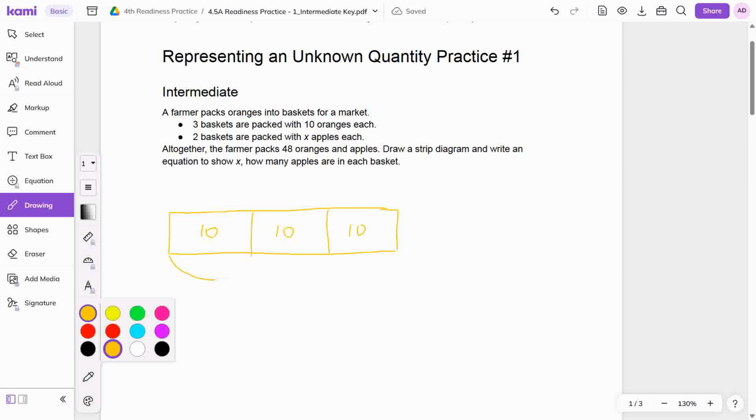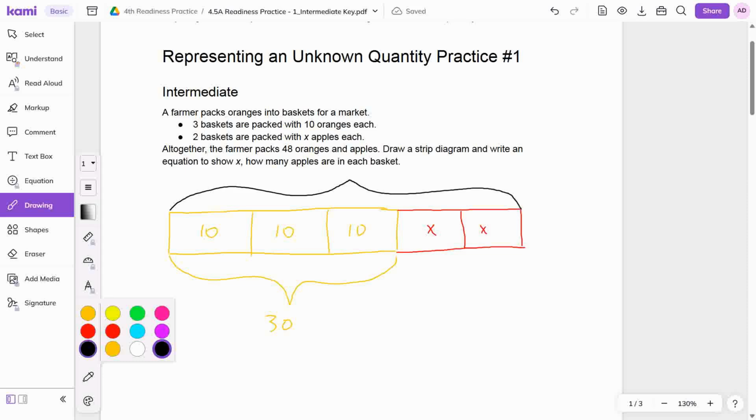All right, so hopefully we see that and we're automatically thinking, all right, so that's 30. Good. Now I've got 2 baskets. I've got an unknown quantity, so I don't know how much is in there. We're going to represent that unknown quantity, rather than a question mark, with the letter X. I've got 2 baskets of apples that are X, and if we were to put all of this together, the apples and the oranges, we've got 48. Now, draw a strip diagram and write an equation to show X, how many apples are in each basket.